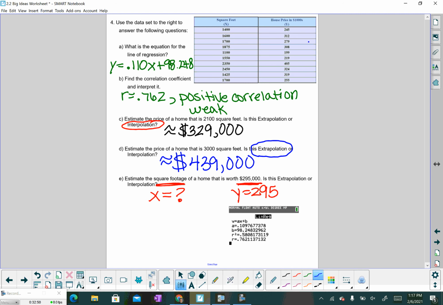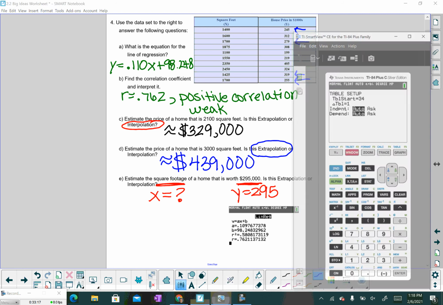All right, so I've got 279 is when it's 1700. What else do I have? 255 for 1700. I've got 319. Let's see if I've got anything else. 245 is 1400. Maybe let's start at like 1500 and just see what that looks like, kind of in the middle of the 14 and 17 that we're seeing.